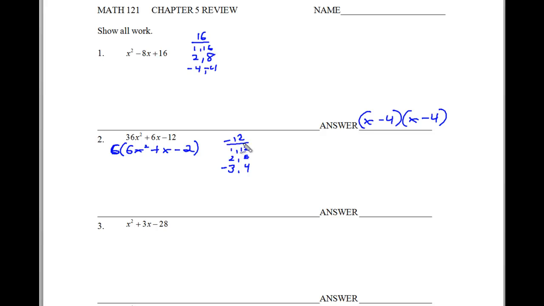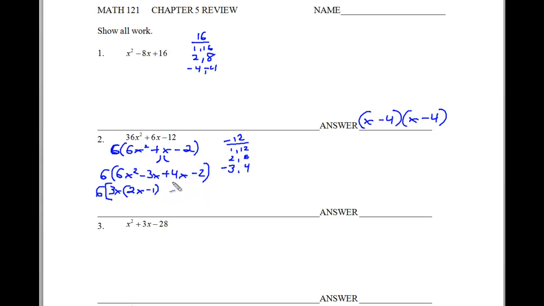And that also syncs up with the factors of negative 12, because negative 3 times 4 makes negative 12. Now I'm going to split this like so. So I'm going to have 6 parenthesis 6x squared minus 3x plus 4x minus 2. Now, this is a 4-term factoring problem, so I'm going to group it. I'm going to take the first 2 terms and group them together. So I'm going to factor out a 3x from the first 2 terms, which gives me a 2x minus 1.